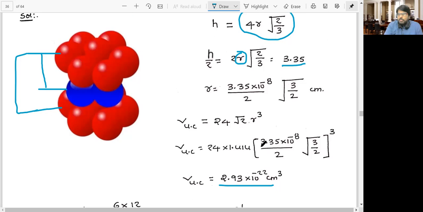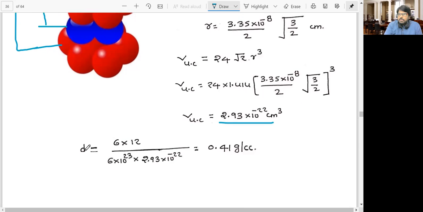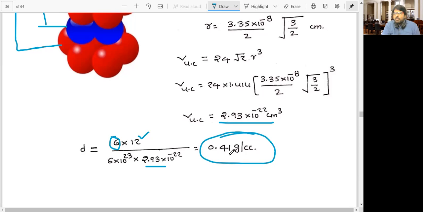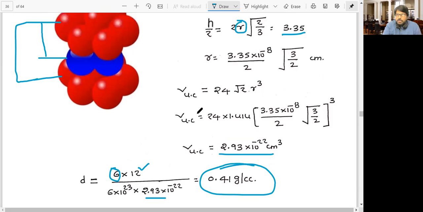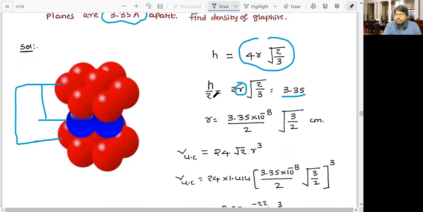I'm taking volume of unit cell, and density is equal to, which unit cell is it? HCP. Z effective is 6. What is the element? Carbon. Molar mass of carbon is 12. Volume of unit cell we have just calculated, and Avogadro number. If you simplify, you will get density of graphite is 0.41 gram per cc. That means in every cubic centimeter of graphite, 0.41 grams of carbon is present. Once again, he gave H, I calculated H by 2.